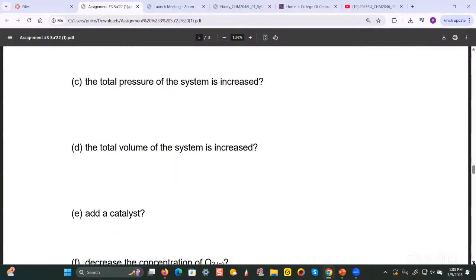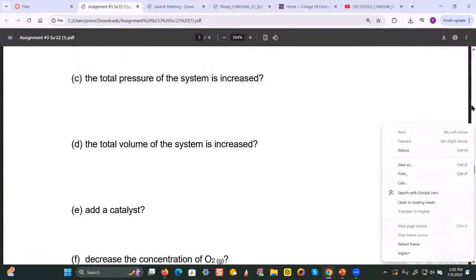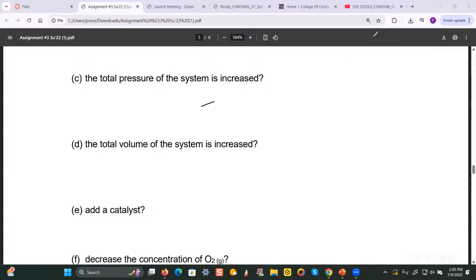Total pressure is increased, and let me rewrite the equation up here. Okay, so this is the equation here: N2 plus O2 gives 2 NO, and these are all gases. So if the total pressure of the system is increased, what would you expect to happen in this case?